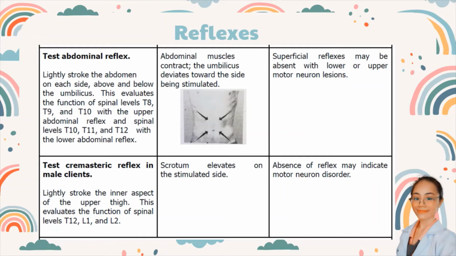Next is to test the cremasteric reflex in male clients. We have to lightly stroke the inner aspect of the upper thigh, and this evaluates the function of the spinal levels T12, L1, and L2. For the normal findings, the scrotum would elevate on the stimulated side, and for the abnormal finding, there is an absence of reflex, which may indicate motor neuron disorder.